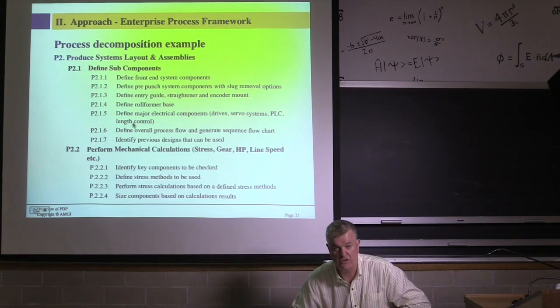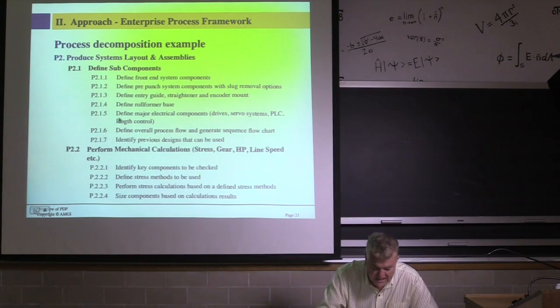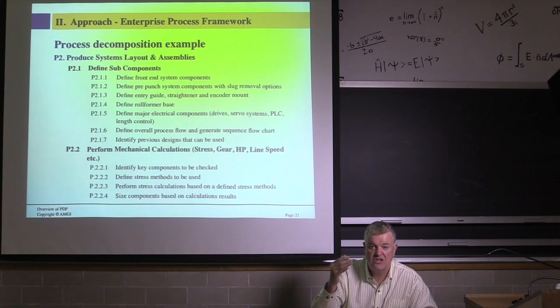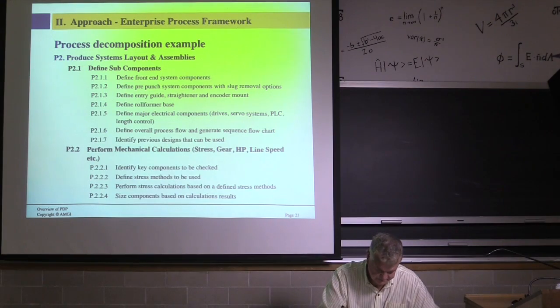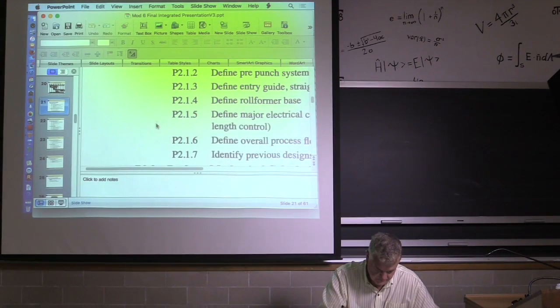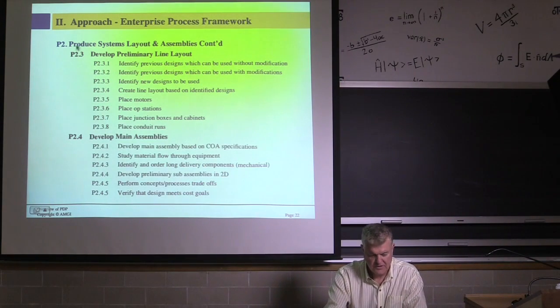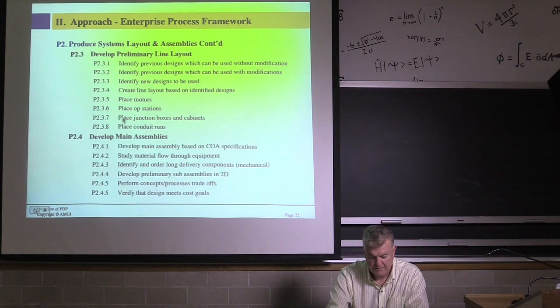Then the next thing is you decompose each of these processes into the steps, and then you can code what the steps are. You can assign times to them. So you're still in P2 to develop the preliminary layout: layout and place the junction boxes and cabinets, place the motors, identify new layout based on identified other designs.